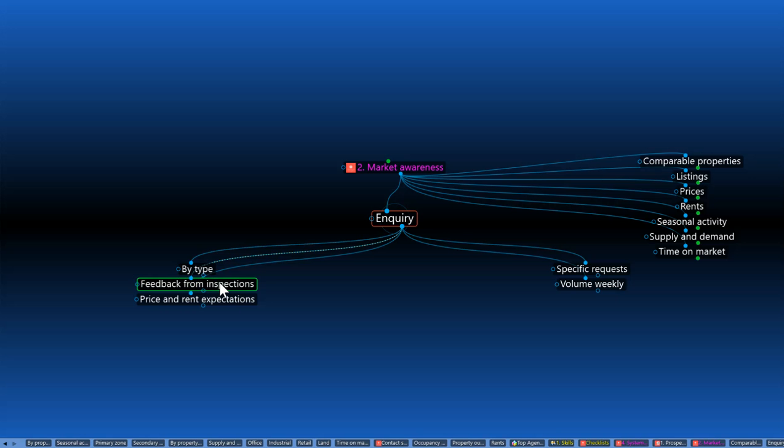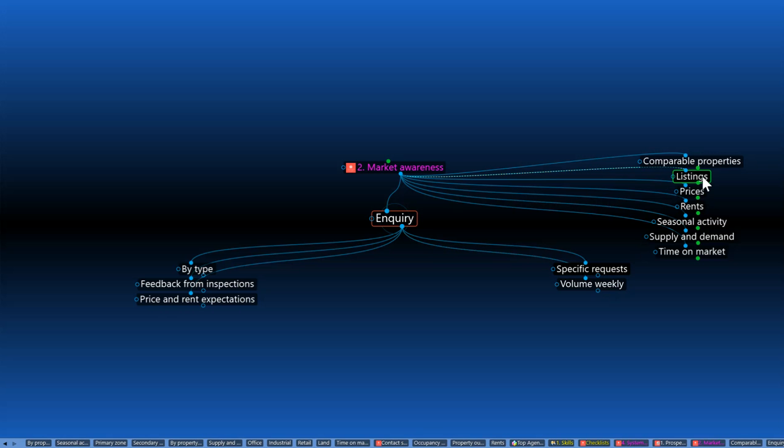Now, inquiry, you can track the feedback from inspections, also the price and rent expectations, as well as specific requests for certain property types. And the volume of inquiry will shift and change through the year. Of course, Christmas time is typically a slow time, but at other times of the year, there'll be volumes of inquiry coming to you for particular reasons. So understand the seasons of inquiry relative to investment and to business.